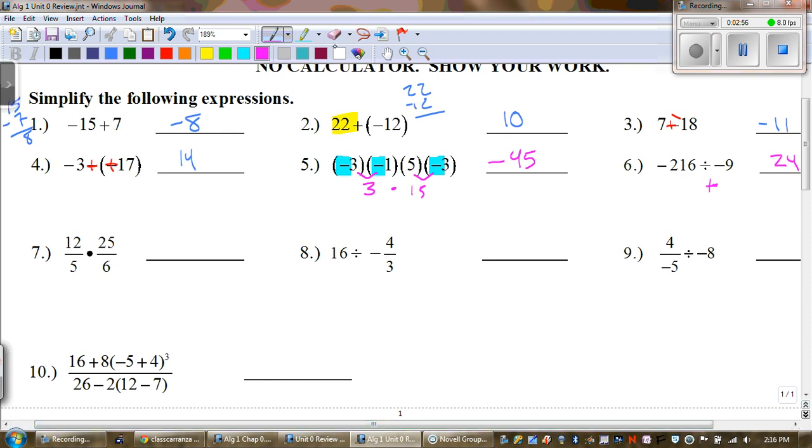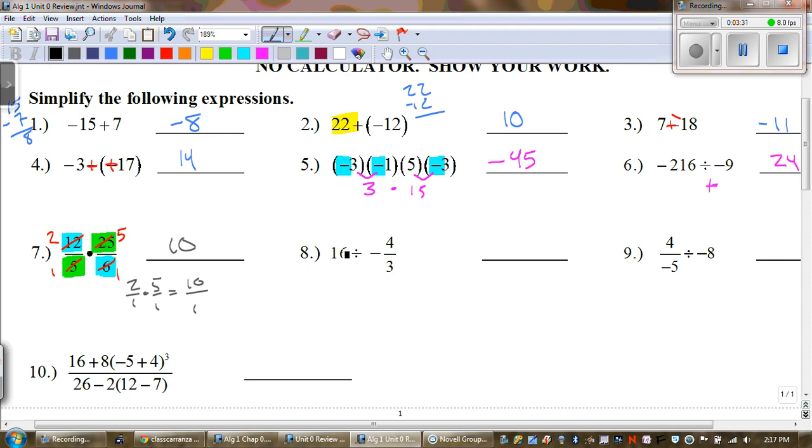All right, number 7. Always look at kitty corners with fractions to see if you can reduce. 12 and 6 both divide by 2, so we get 2 over 1. 5 and 25, you can divide those by 5. I like to rewrite my reduced fractions just so I can get a better picture of what we're doing. And 2 times 5 is 10, 1 times 1 is 1. Your answer to that is just 10.